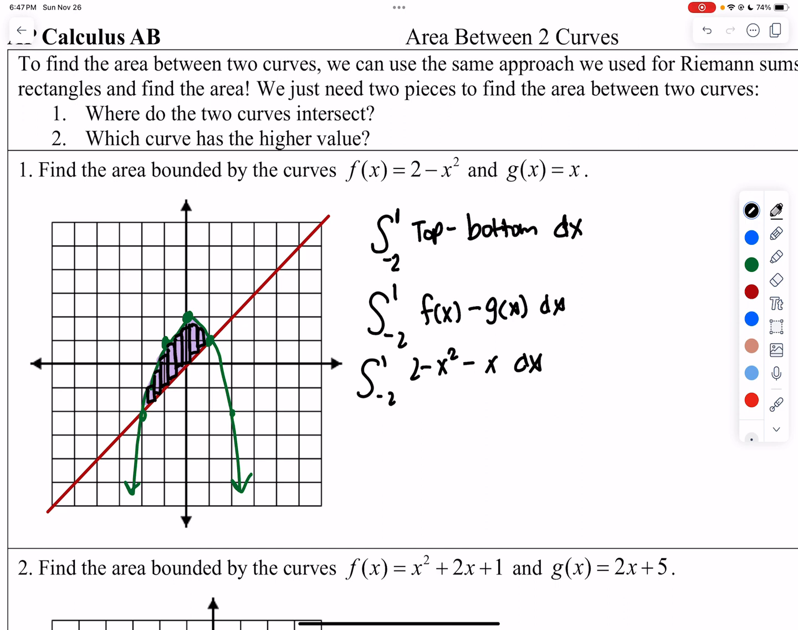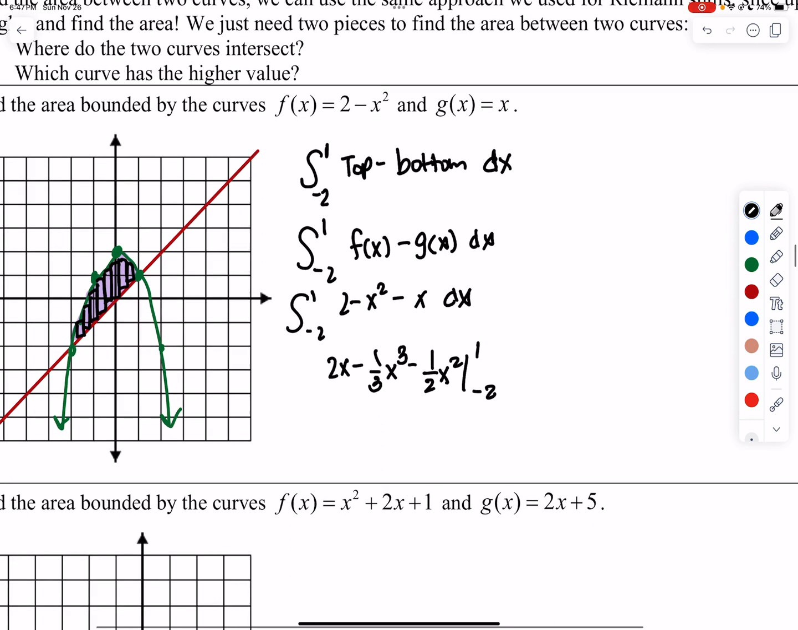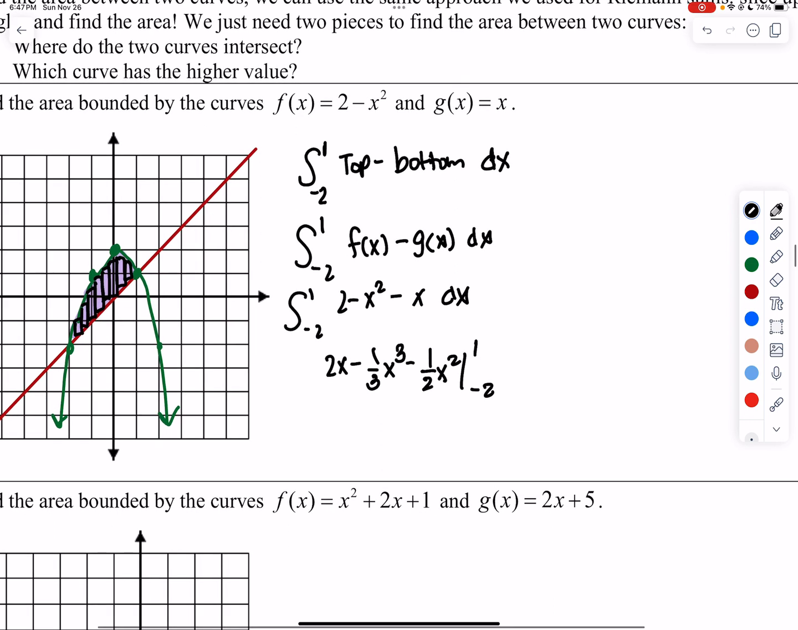And then once I do that, I am going to integrate and then use my bounds of integration from -2 and 1 and evaluate. I'm not going to evaluate. Hopefully by now you know how to plug and chug in terms of FTC. But I will give you the answer of 9/2 units squared. So verify that 9/2 units squared works for number 1.